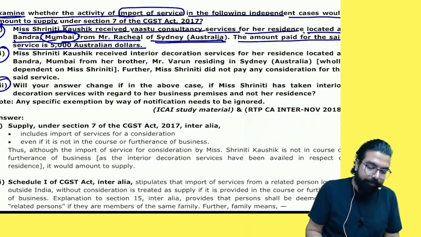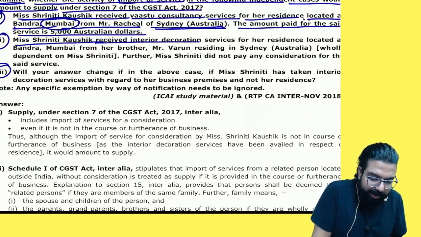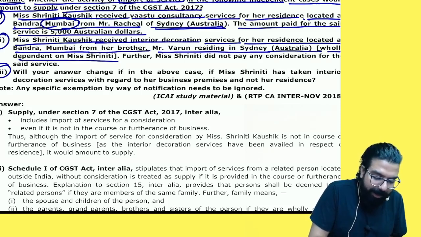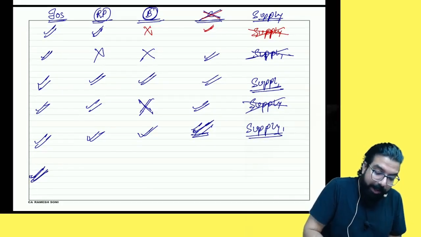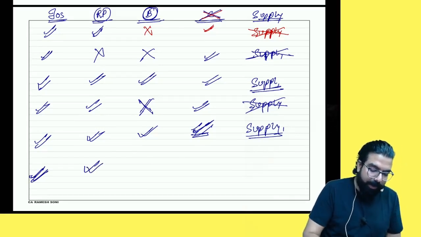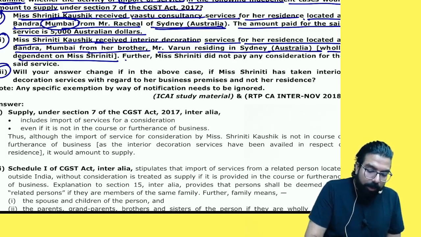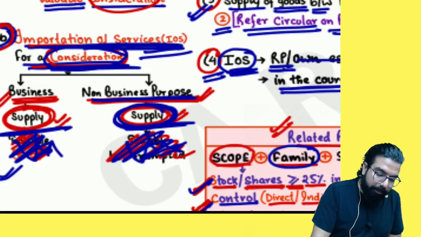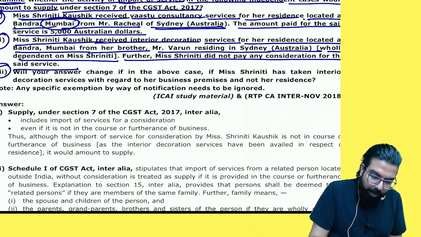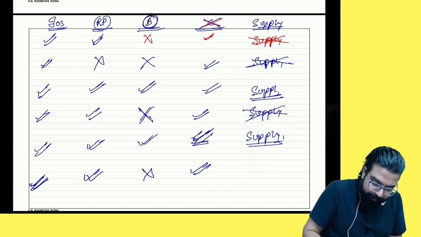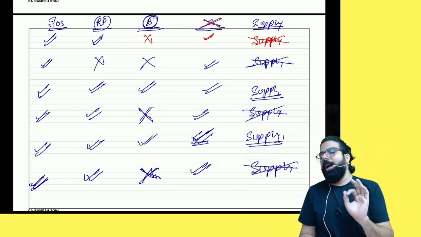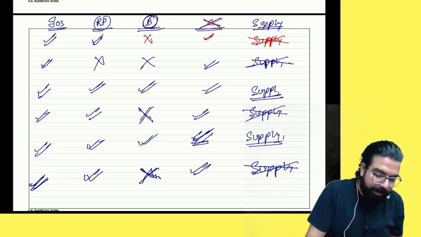Chalo, theek hai. Done. Miss Sriniti received interior decoration services for a residence located in Bandra from a brother Varun in Australia, wholly dependent. People, is it importation of service? Is brother dependent related? Yes. Next. Did not pay any consideration. Okay, without consideration? Yes. But for what? For her residence. Business, non-business. This condition failed. Supply, not supply. Everyone got it? Shall I explain again or got it? Take it. Next.